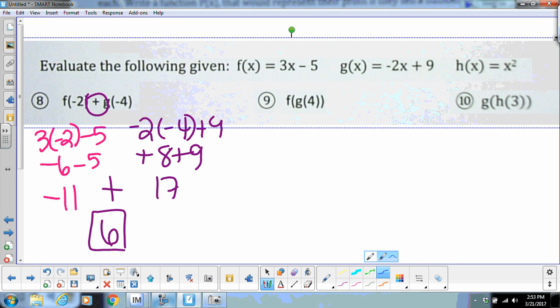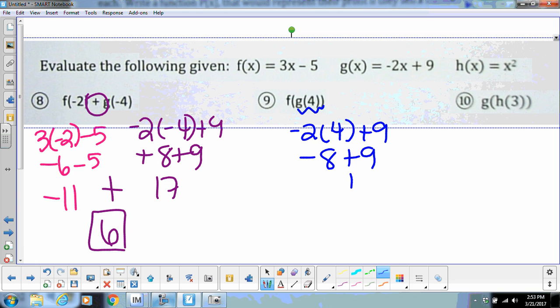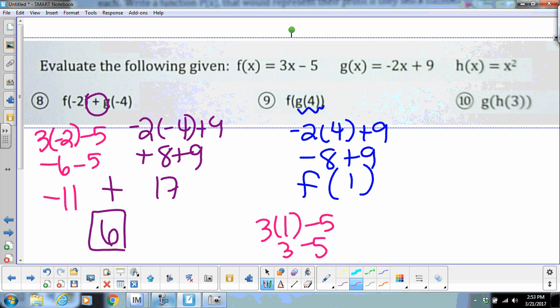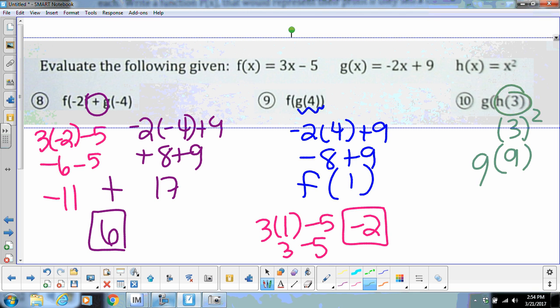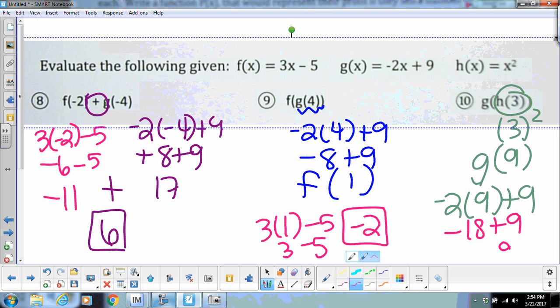In here on number 9, we're going to start with G of 4, which is -2 times 4 plus 9, which gives me 1. Then we're going to move out and do f of 1, which is going to be 3 times 1 minus 5, or -2. And then the last one we have over here is going to be g of h of 3. So I'm going to start with h of 3, which just means 3 squared, or 9. And then I'm going to do g of 9, which is negative 2 times 9 plus 9, which makes my answer 9.